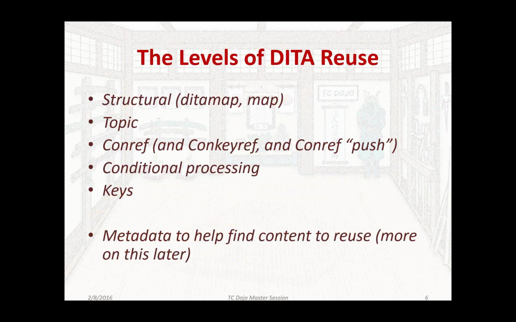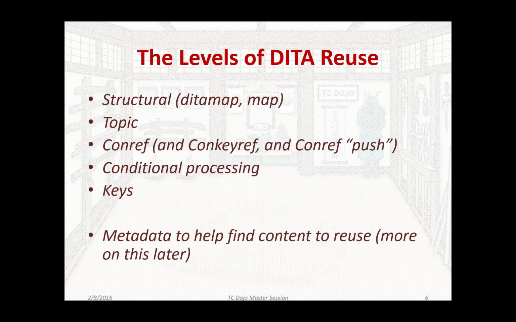One is the topmost structural level, with DITA maps and map level, then the individual topic levels, and then within the topics things like ConRefs, and then working with conditional processing using, say, DITA-val, and then at the lowest level, keys. And to help find all of these things for reuse, metadata is also one of the means for tracking down the content that you're hoping to reuse.